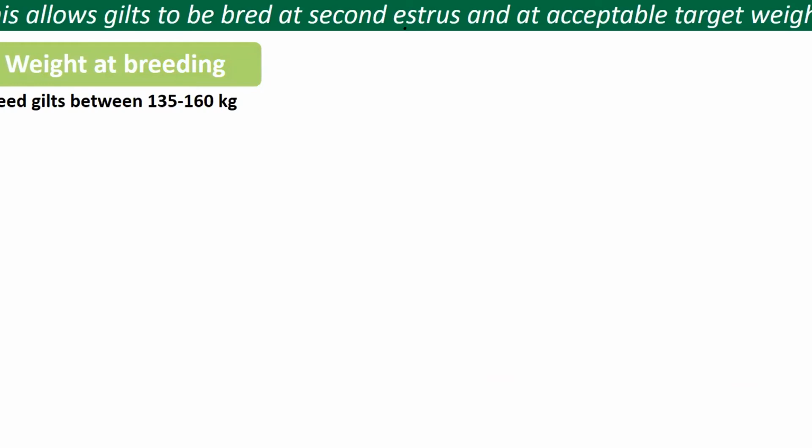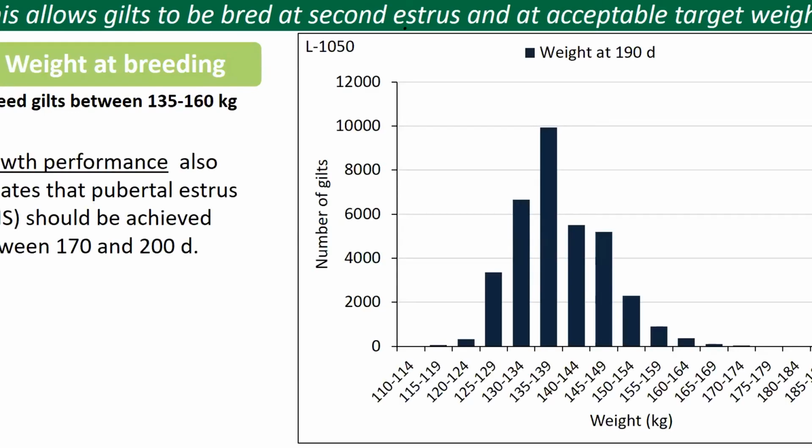So the second key component of this is weight at breeding. We want to see gilts bred between 135 and 160 kilograms. And this is really because in the commercially available gilts that we have, their growth rates are very high. So growth performance really dictates that gilts need to be in heat by 200 days of age. And I think this graph nicely illustrates the reason why.